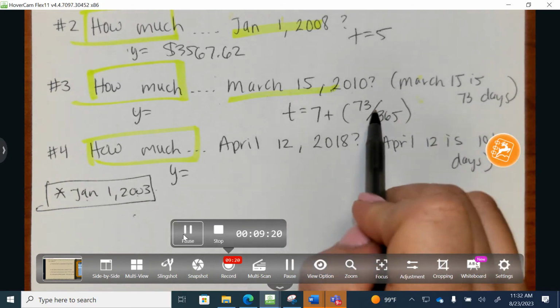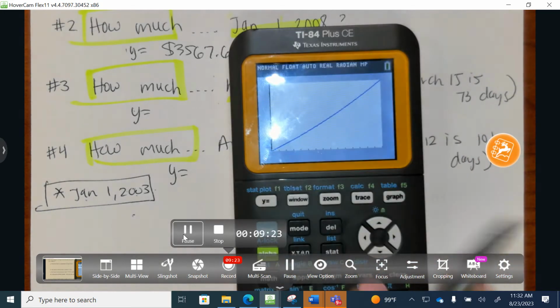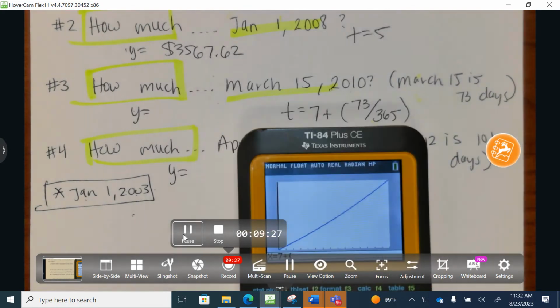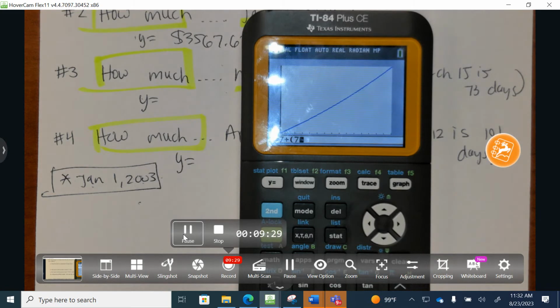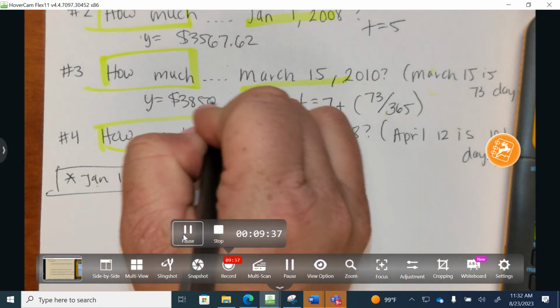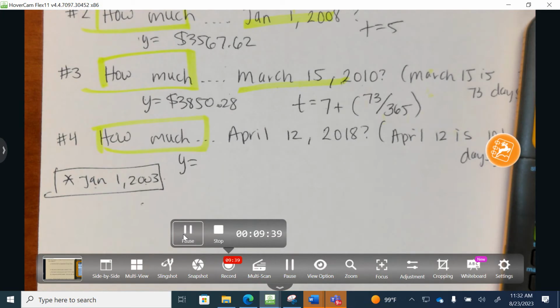Ask yourself, how many days are there in a year? I grab the calculator, second trace value, 7 plus, and then in parentheses, 73 divided by 365. This is my answer, $3,850.28, if we round it to the nearest cent.